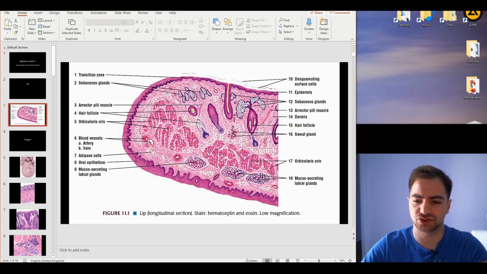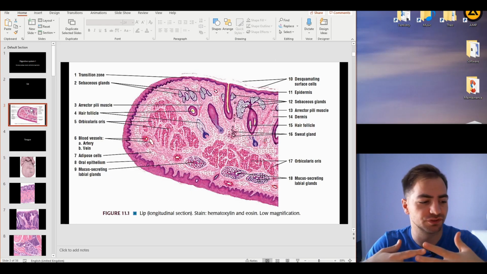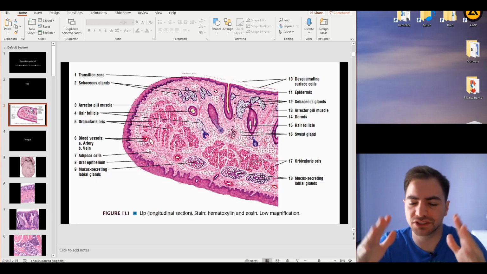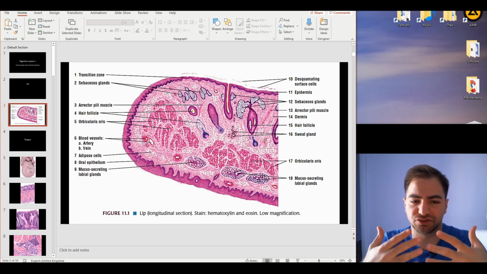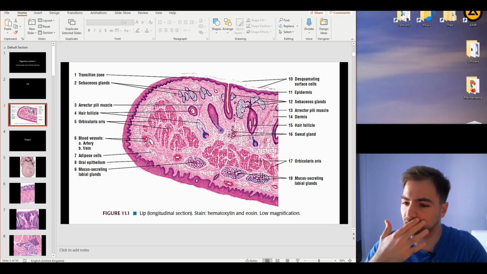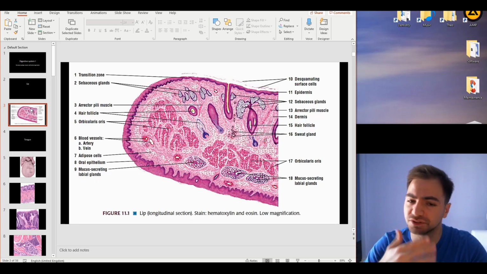Now the lip is a structure that makes actually perfect sense. Even if you have some sort of trouble with remembering the structures, just calm down and think of what you have in front of your face. First off, we have the anterior surface is filled with skin.